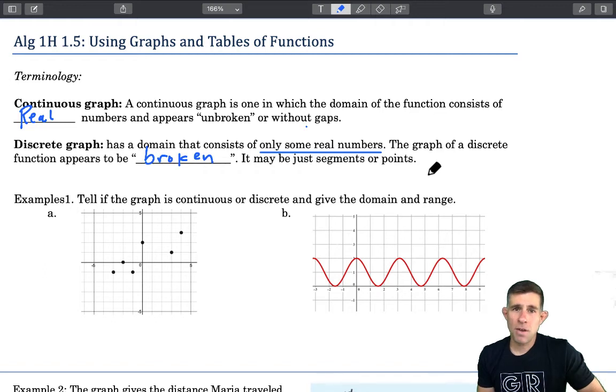A look at using graphs and tables of functions, and we're specifically going to look at applying what we learned about domain and range to those graphs and those tables of the functions. So before we get in, let's do a little bit of terminology.